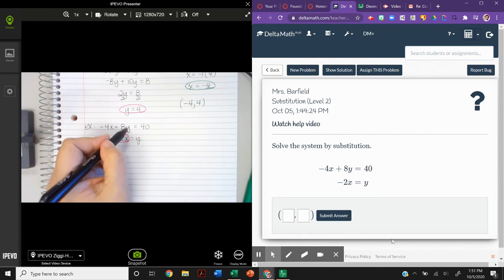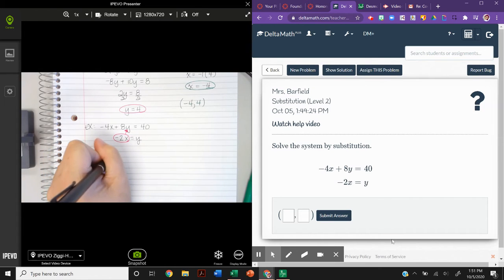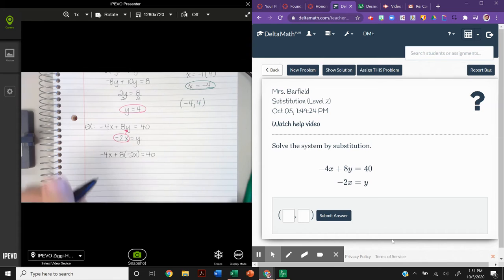So now instead of writing y, I'm going to replace that with negative 2x and I'm going to solve. So negative 4x plus 8 times negative 2x equals 40. Instead of writing y, I replace the y with the negative 2x. Now I'm going to multiply and then combine like terms. So negative 4x minus 16x equals 40. Negative 4 minus 16 is negative 20x equals 40. I'm going to divide by negative 20, so I get x equals negative 2.